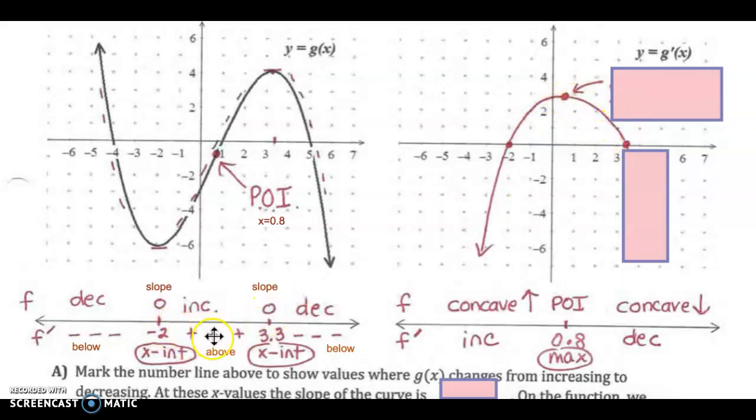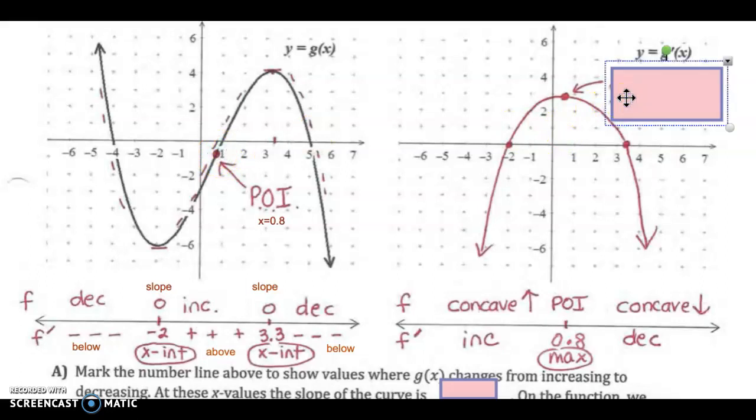Now it's above the x-axis from -2 to 3.3, and that is true. Okay, and then from 3.3 it's below the x-axis, and it's also going to continue to decrease. So there's our graph. And now a little note about this point right here. We know the x value is 0.8 because that was our point of inflection for over here.